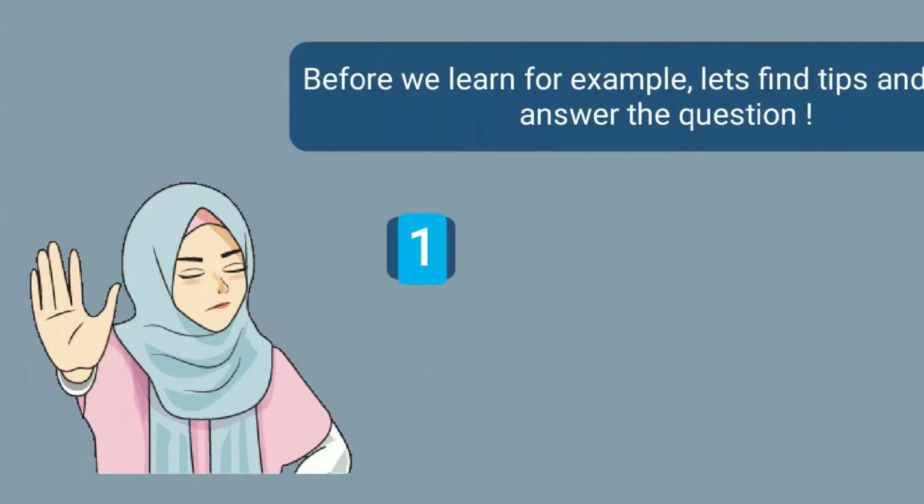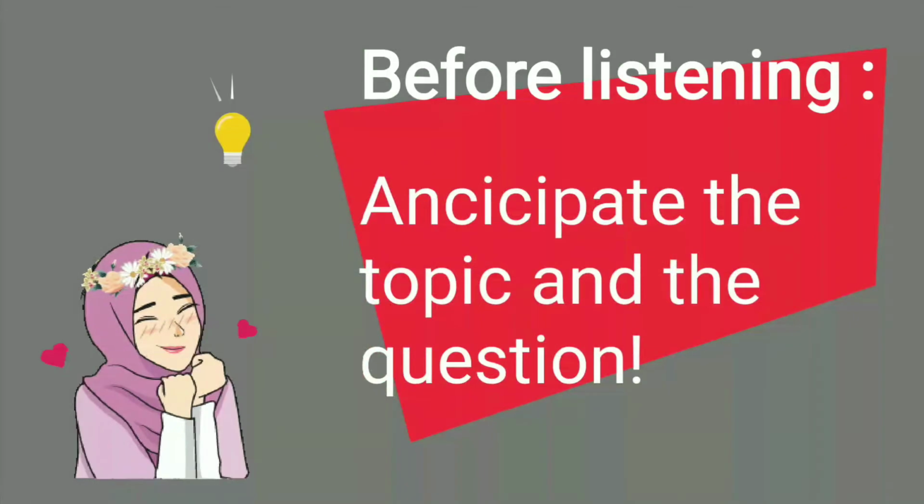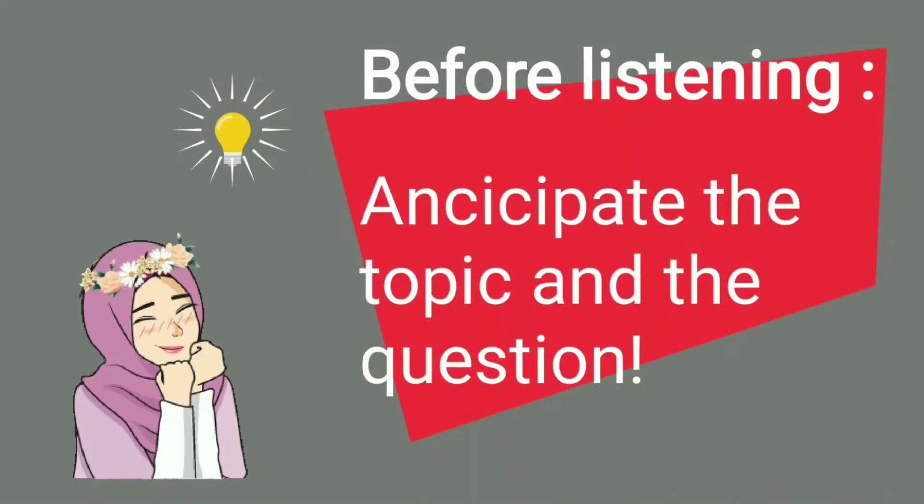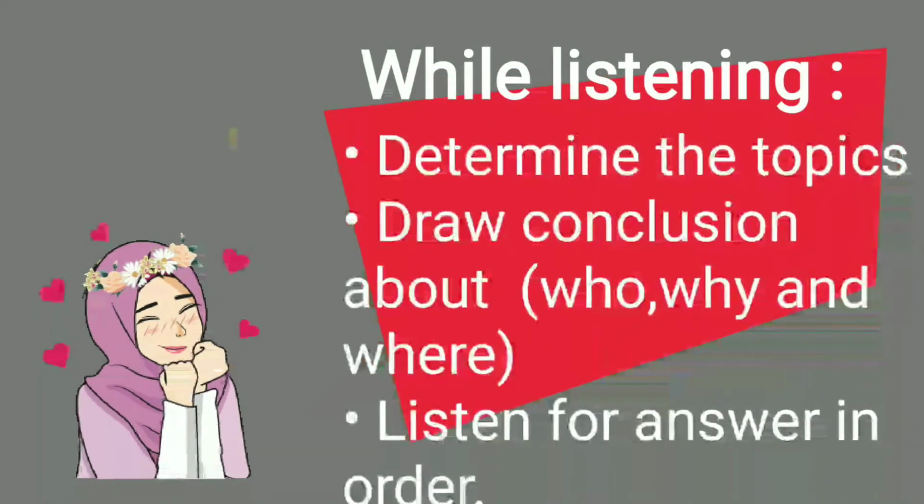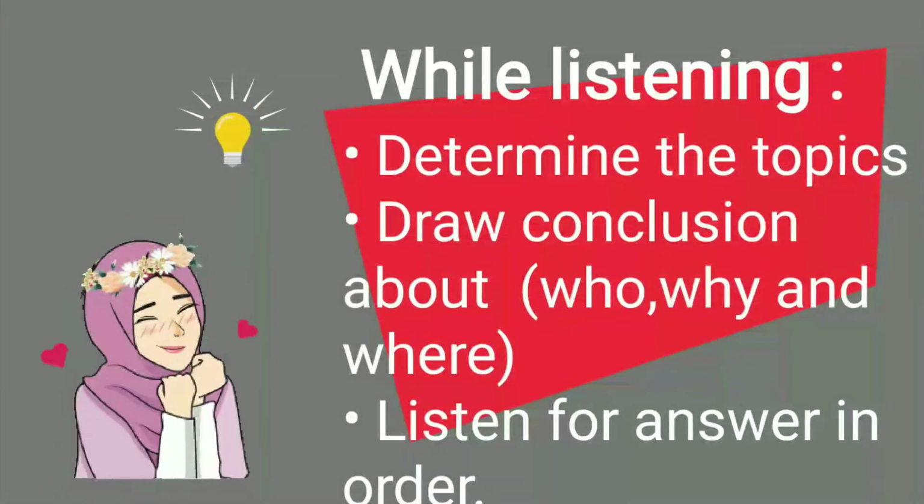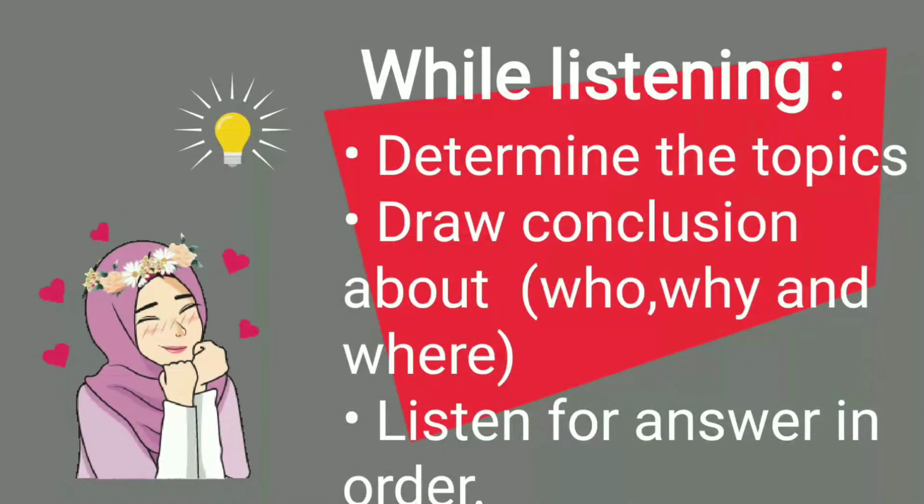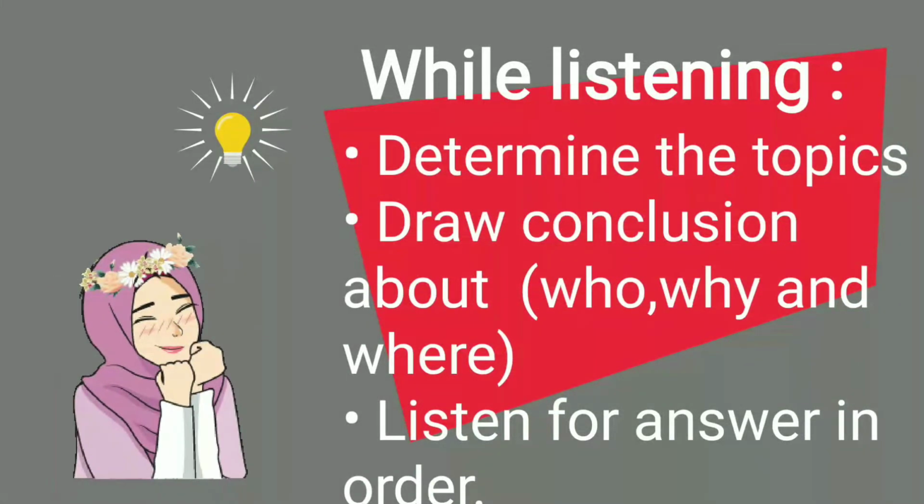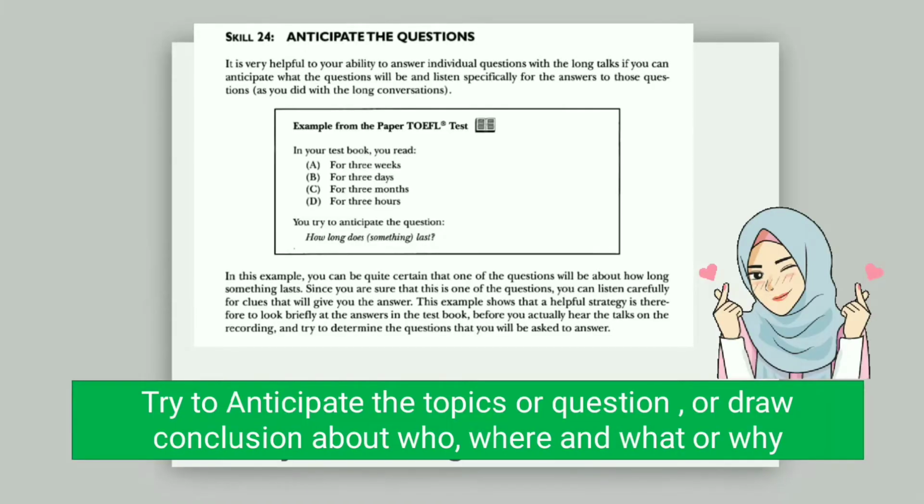Before listening, and while listening. Before listening, anticipate the topic and the question. While listening, determine the topics, and draw conclusions about who, why, and where. Listen for answers in order. So now in Skill 24, we can practice these tips and tricks.